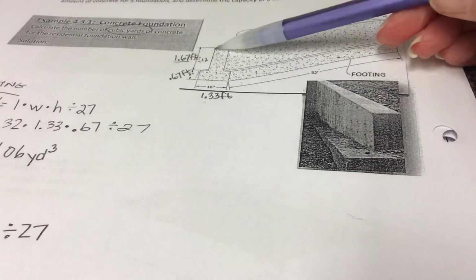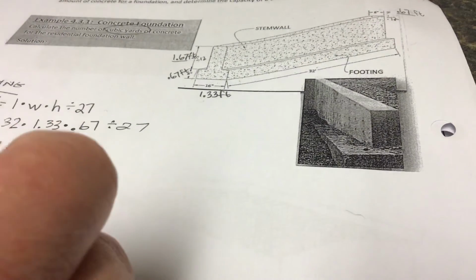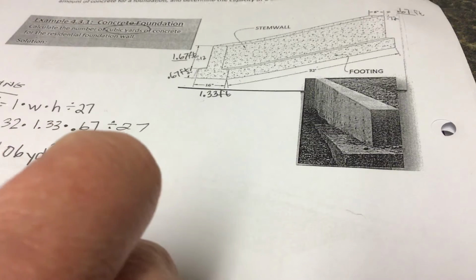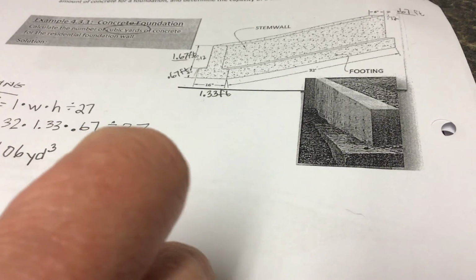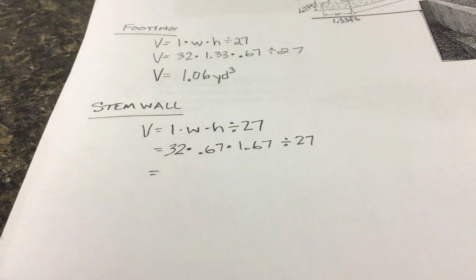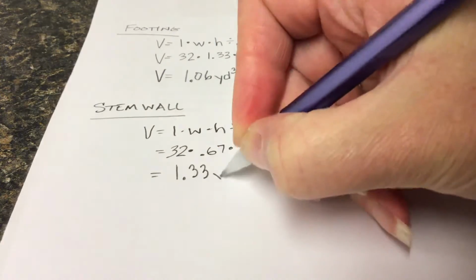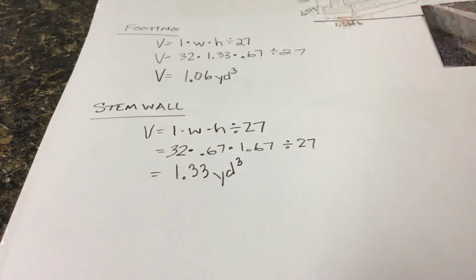And then how tall is it, how high or how thick, is 1.67. These measurements are all feet, and then your 27 is what converts it into cubic yards, because there's 27 cubic feet in a cubic yard. So I'm going to go ahead and multiply those and divide by 27. So in the stem wall, there's 1.33 cubic yards of concrete.